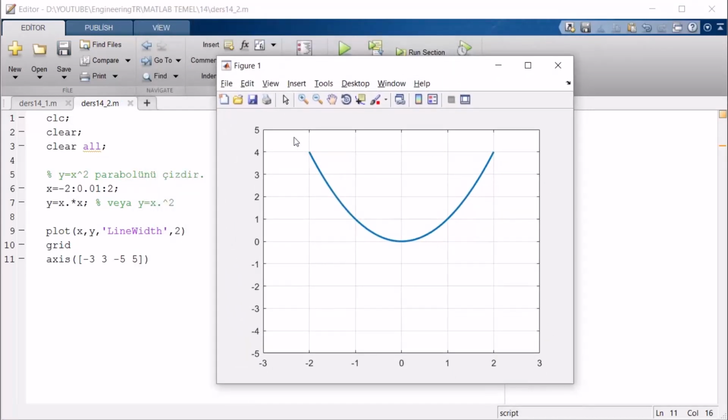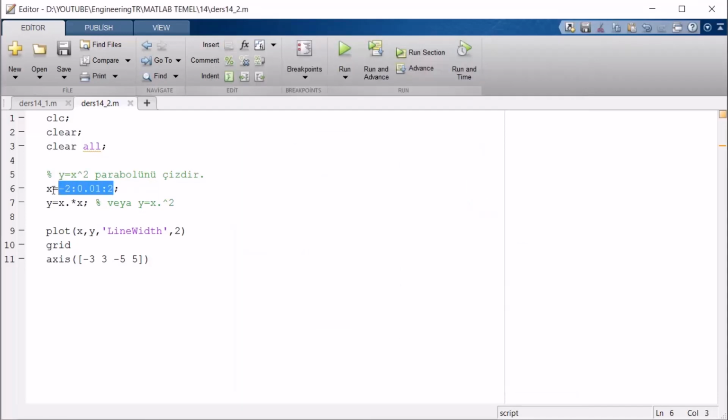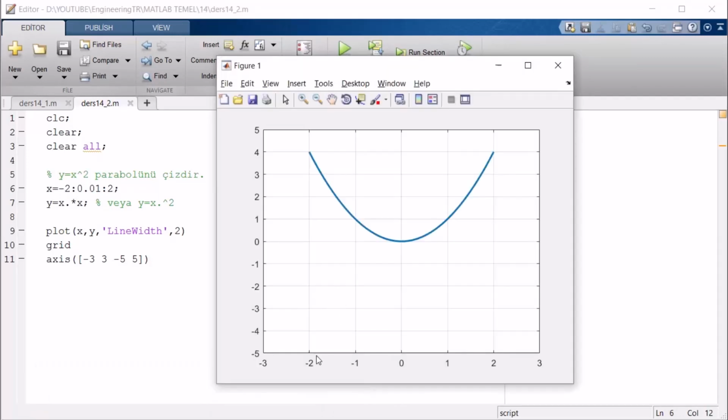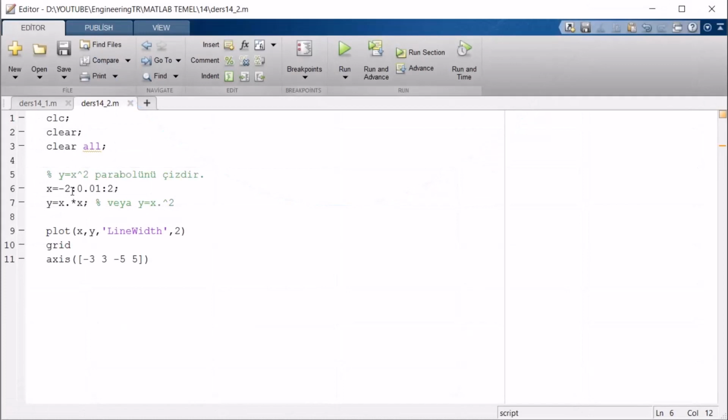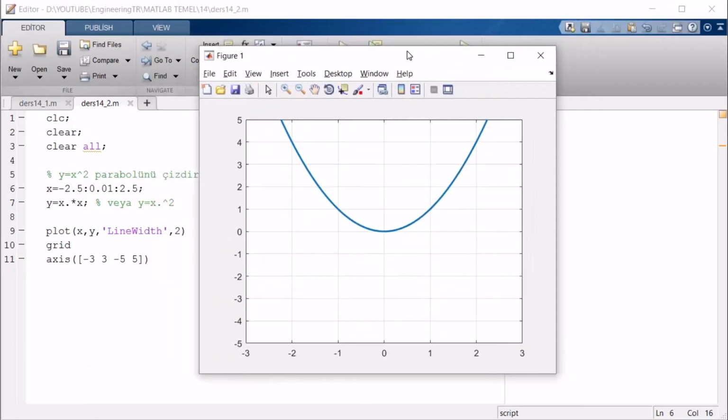So why is the graph cut off here and does not continue? Of course, the logic of the event is this. I took the x's between -2 and 2, so the value of x is -2 at the beginning and 2 at the end. You cannot see the other y values here because I do not give a value less than -2 or greater than 2. If you want to increase it a little, what you have to do is make x equal to -2.5 to 2.5 with step 0.01, and the lines that did not appear before start to appear.